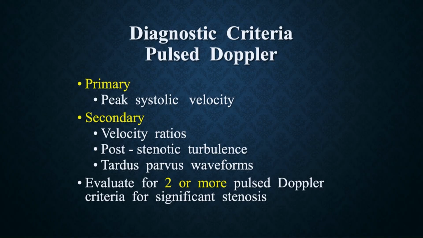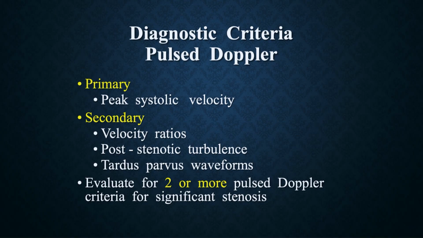In terms of diagnostic criteria, again, I try to keep it very simple. Primary parameters are going to be the peak systolic velocities, and we know what the cutoffs are. The secondary criteria are going to be ratios, and ratios work. Ratios have proven to be very valuable in a number of arterial applications. So we'll look at velocity ratios, and again, look at the secondary signs. I think they're very helpful. Post-stenotic turbulence, TARDIS waveforms. I like to see at least 2 abnormal criteria to be definitive that we have a significant lesion. You usually do.